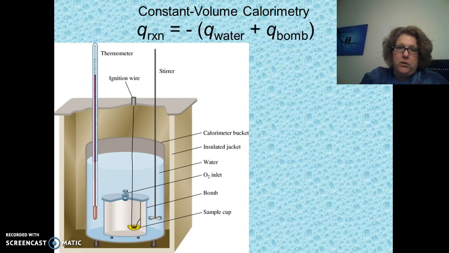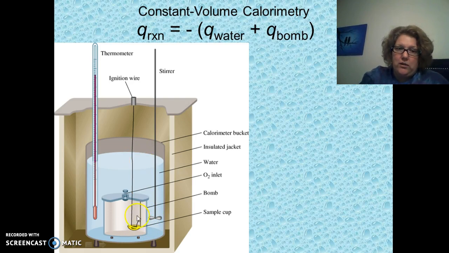So to get the Q of the reaction, we'll have to take into account the Q of the water and the Q of the bomb. This is the bomb cal right here, that heavy metal vessel. And you have a sample cup usually made out of something non-reactive like platinum.